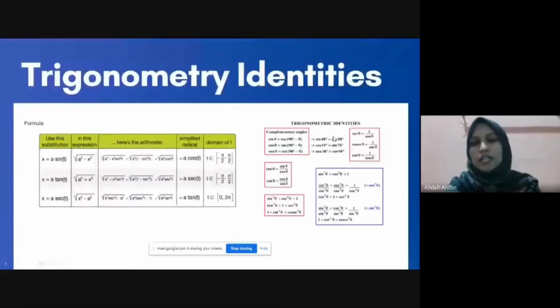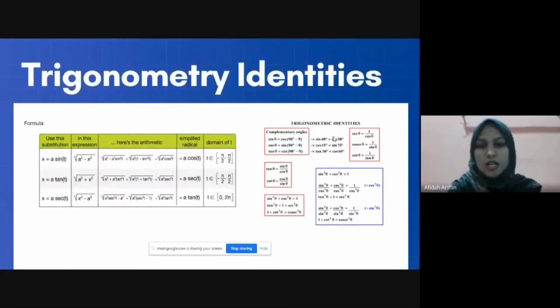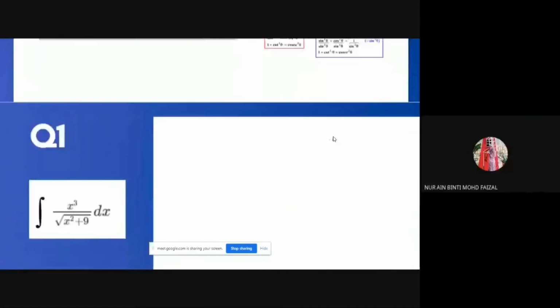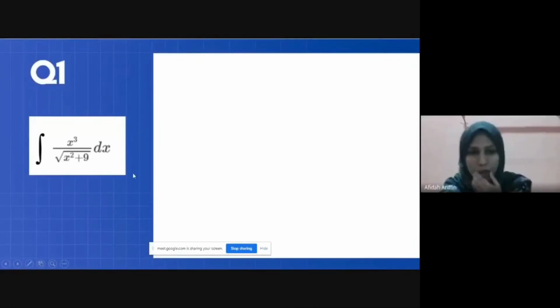Okay, here I provide you some trigonometry identities, in case you don't remember the trigo identities. Okay, here is the first question. Work in pairs and answer this question using trigonometry identities. I give you 10 minutes.